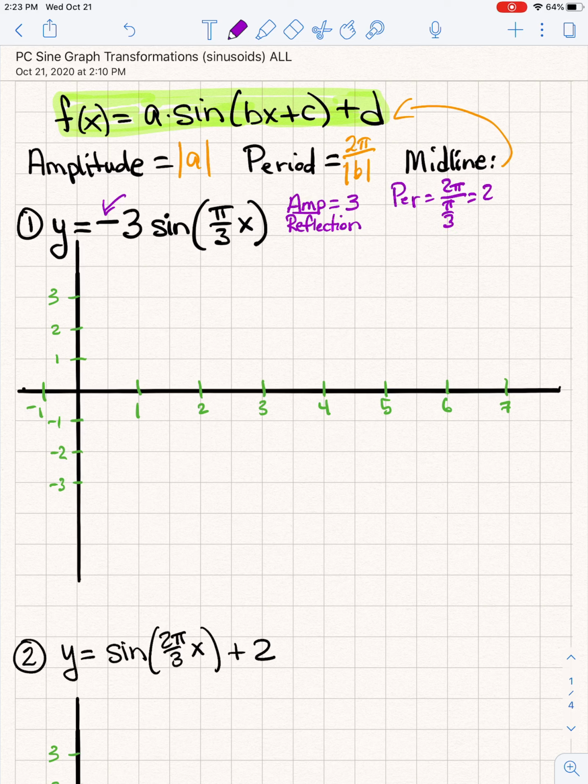So that becomes 2 pi times 3 over pi. Pi's cancel, so we end up with a period of 6. Midline, no change, and we're not shifting left or right.